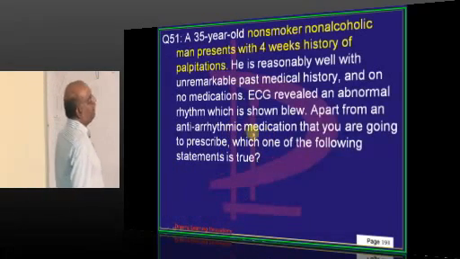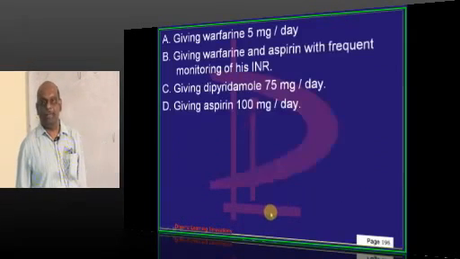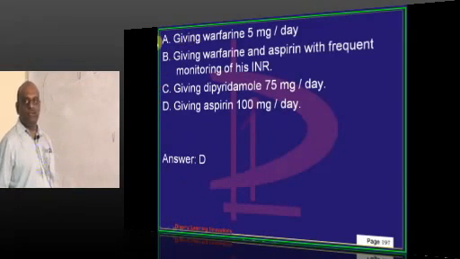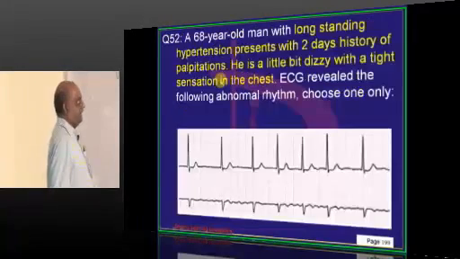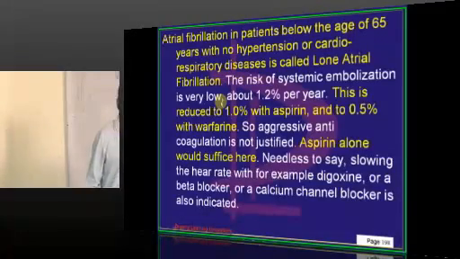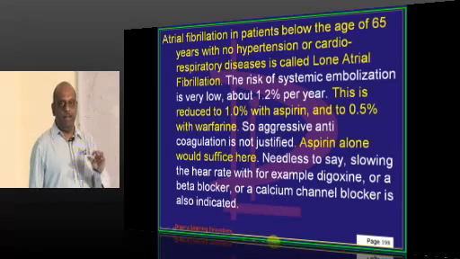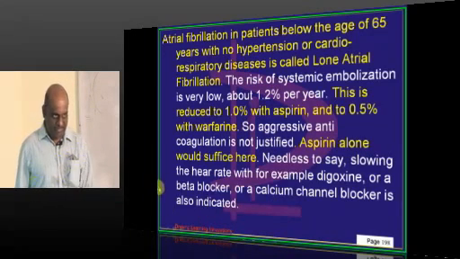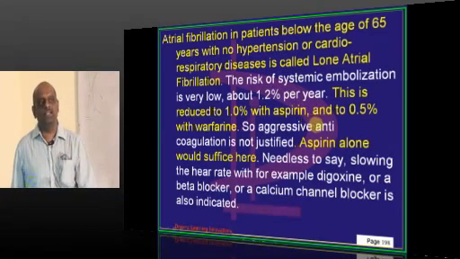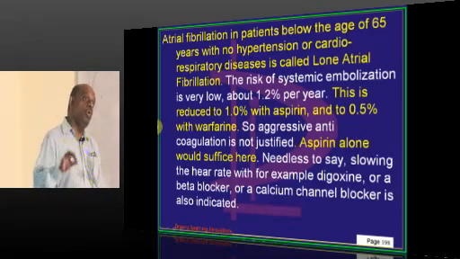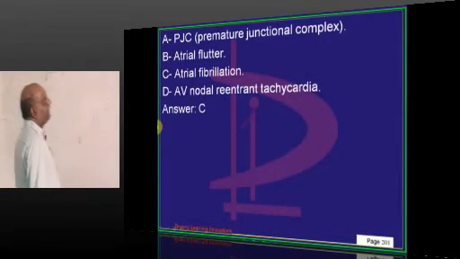That is a 35-year-old non-alcoholic with 4 weeks of palpitations. What do you find? Sawtooth-like pattern. That is the reason. What is your diagnosis? Atrial fibrillation. So how do you want to treat? Give aspirin 100 milligram per day. And when do you call lone atrial fibrillation? Suppose atrial fibrillation occurs in anybody who is younger than 65, with no hypertension, no cardiorespiratory distress, then such a type of atrial fibrillation is called lone atrial fibrillation, is what you have to basically remember.